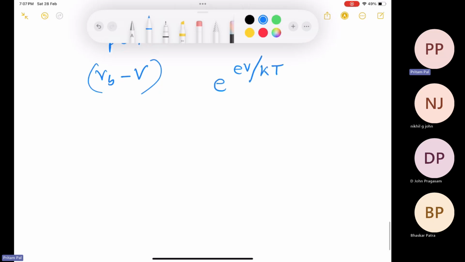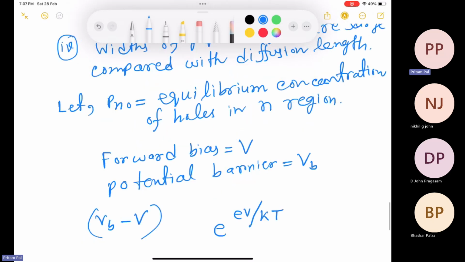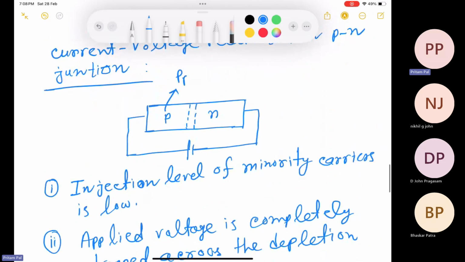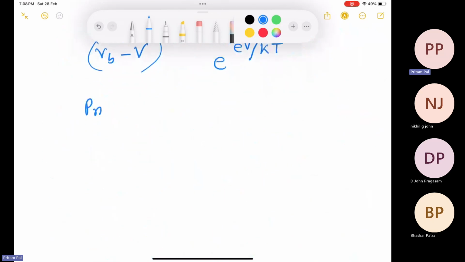And now I'll write their concentration at the space charge boundary, at x equals 0. If I go back to the diagram, this side corresponds to p naught, and this is basically pn naught. This concentration we'd love to find. So this is the x direction. So pn will be, this is, e to the power eV by kT.